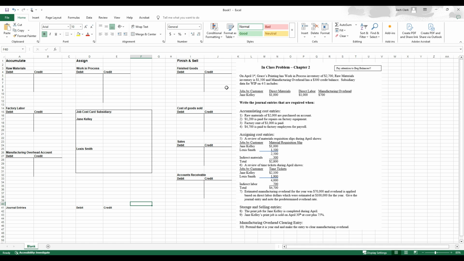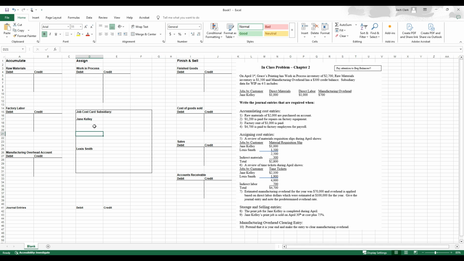So on April 1st, we have this business, and the business has work in process inventory, raw materials, and manufacturing overhead. Then we've got some subsidiary data, and we're going to be doing some journal entries to start, assigning costs, putting manufacturing overhead in and accounting for that, and then recording the sale, and finally clearing manufacturing overhead. Okay, so with all of that said, we're going to want to start with our beginning balances.